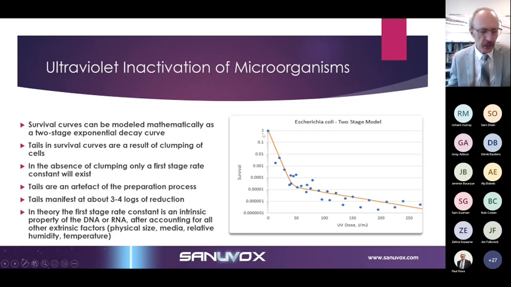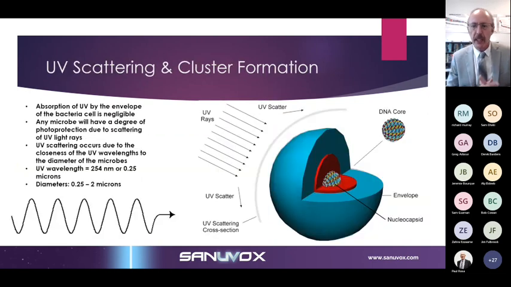In theory, the first stage rate constant is a single stage and an intrinsic property of the RNA or DNA, and will completely define the response of the microbe. Now, I've mentioned cluster formation. UV is scattered by particles in the 0.25 to 2 micron range because they have harmonics, which literally harmonize, resonate with the frequency of UV and the size of the microbe.